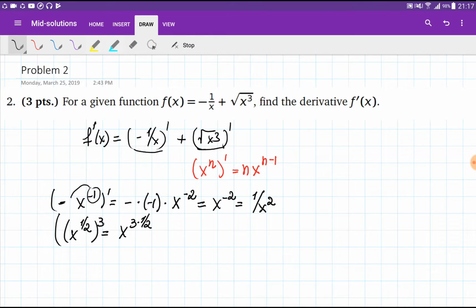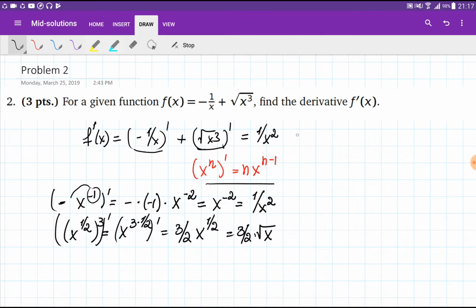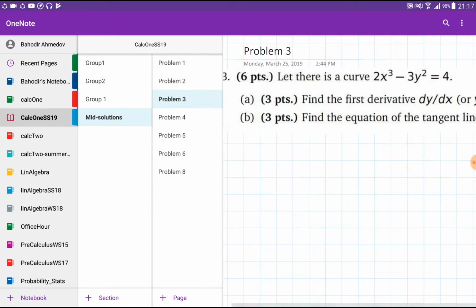So we need to find its derivative, and according to this rule, n goes down, so 3 over 2 goes down, x, and we need to subtract 1 from 3 over 2, which is 1 over 2. So the answer is 3 over 2 multiplied by the square root of x. So the derivative of the function at the end is equal to 1 over x squared plus 3 over 2 square root of x. Let's go to the next problem.